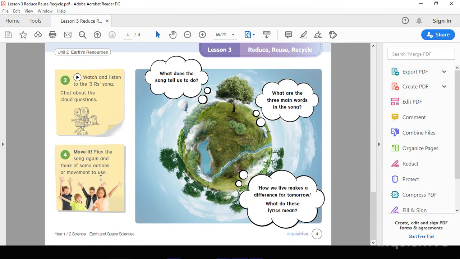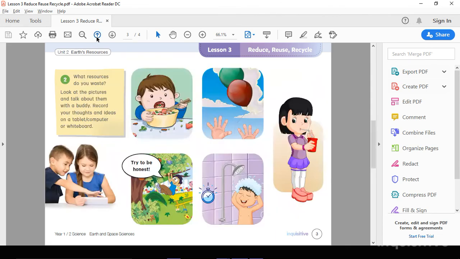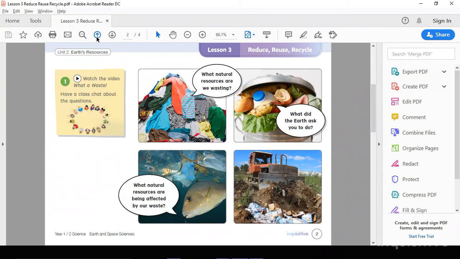Thanks for joining me on that lesson. So remember, some of the key things we learnt about was reducing, reusing and recycling. And we also had to think about some of the things that we waste. And maybe we could think about ways to reduce, reuse and recycle a bit better. And we also had a look at that video, What a Waste, which showed us some of the effects that us throwing away our waste or our rubbish can have on the natural environment.